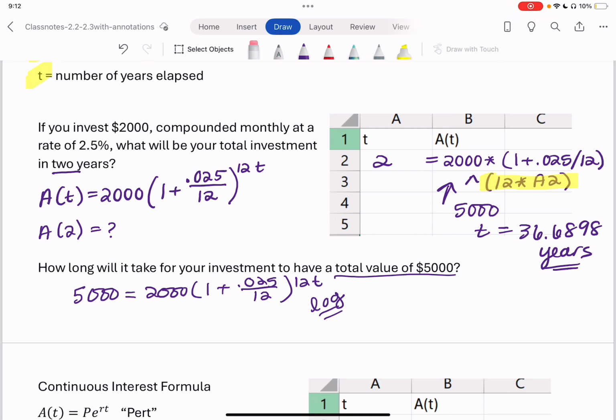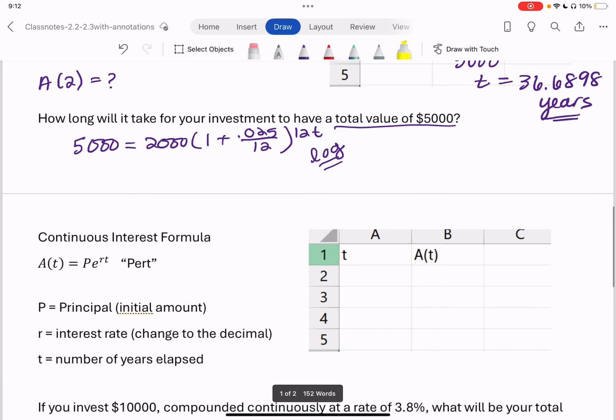That's a long time for your money to get from 2,000 to 5,000, but you've got to realize this is a really low interest rate, okay? 2.5% is pretty low. And also you're just dropping the money in the account and you're not adding any money to the account. So it's just sitting there, so you're not doing anything to try to increase that investment. I'll talk a little bit more about that later in the video.